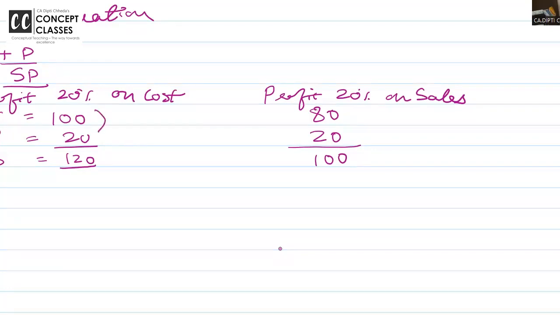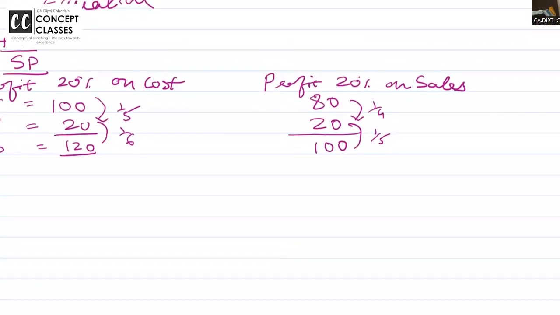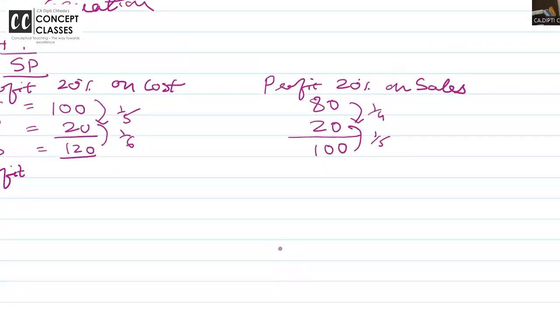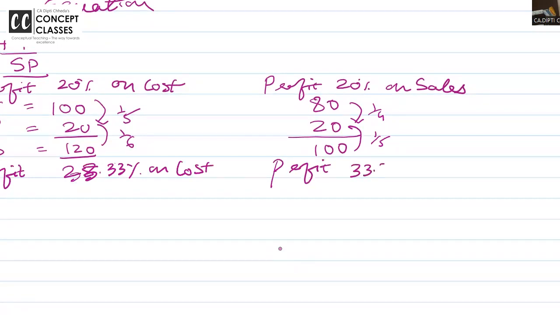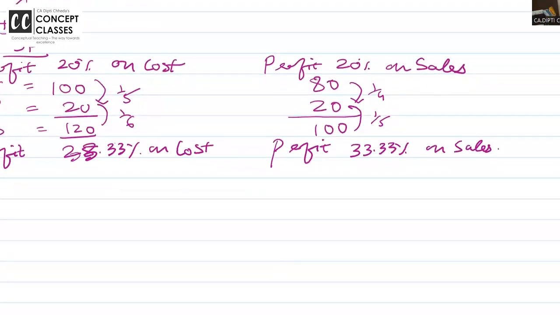Right? And if you can understand, 20 by 100 is 1/5, this is 1/6, this is 1/4, this is 1/5. If you understand, fine. Nahi to chhod do, because you are allowed to use a calculator. Are you writing with me? Right. Now write down, dear students, profit is 33.33% on cost. Or the profit is 33.33% on sales. Ab kaise equation banaoge?